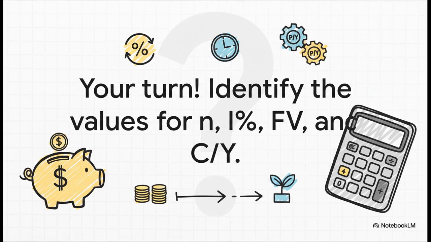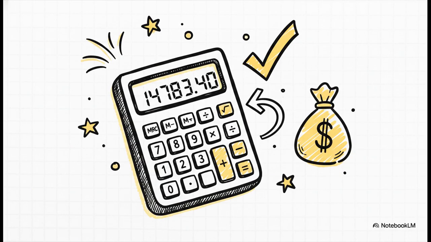What's N? What's I percent? What are FV and C/Y? Don't solve it yet, just get it all set up. Go ahead and pause now. Okay, how'd you do? Did you get N is 6, I percent is 7.8, FV is 23,500, and C/Y is 4? If you did, that's awesome.